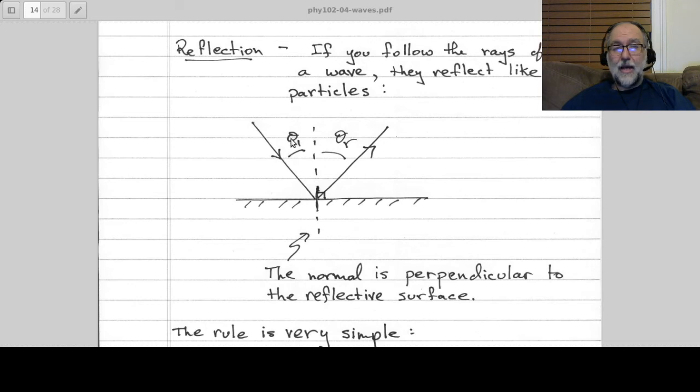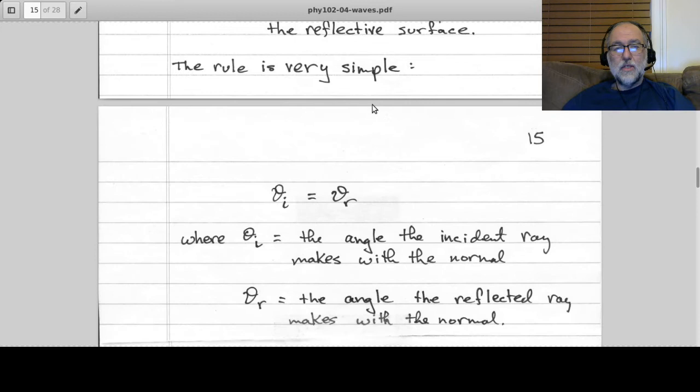So you measure the incoming angle, theta, I guess that's supposed to be an I there. The incoming angle, you measure with respect to the normal, and then you'll get an outgoing angle, and that's also measured with respect to the normal. So the rule is very simple. As I said, theta I is equal to theta R. Theta I is the angle that the incident ray makes with the normal, and theta R is the angle that the reflected ray makes with the normal. Nothing very deep here. I don't even know what kind of problems I could ask here, except just to make sure that you understand that principle.